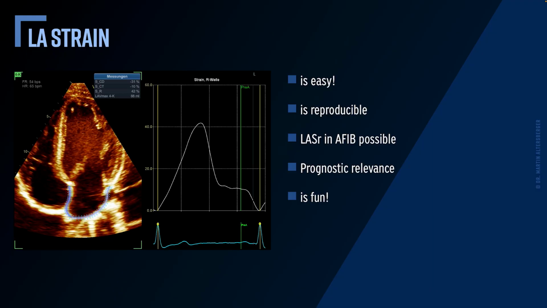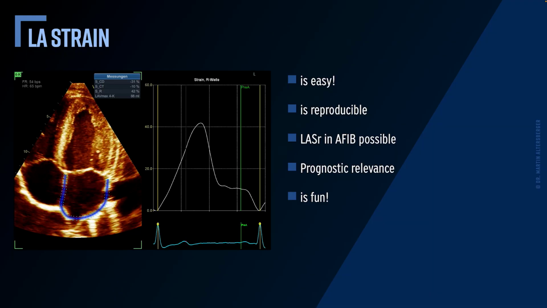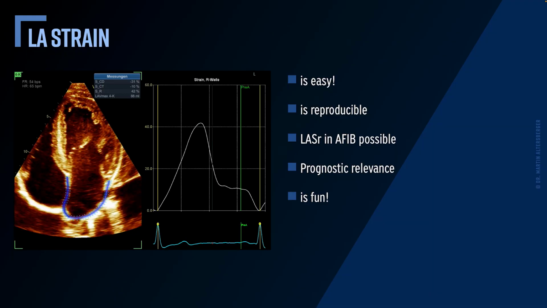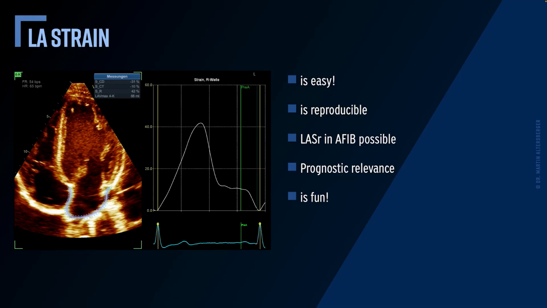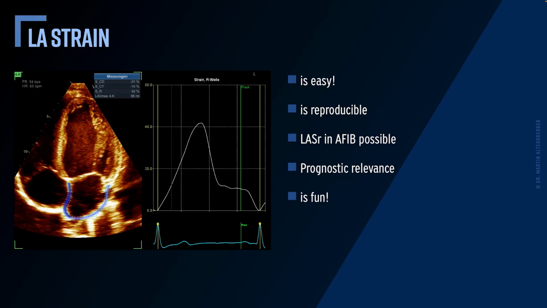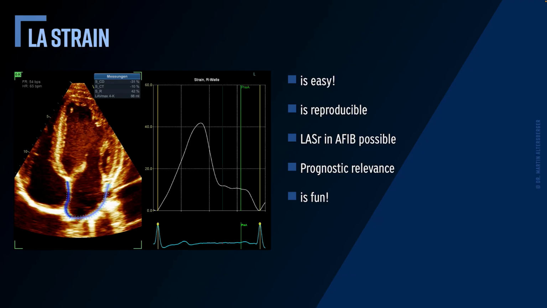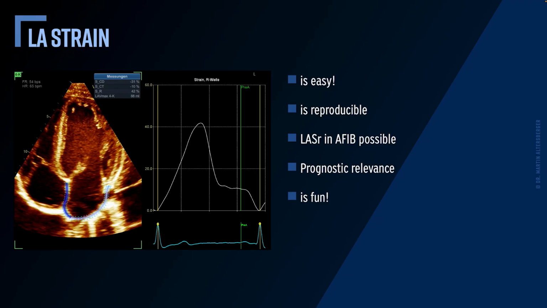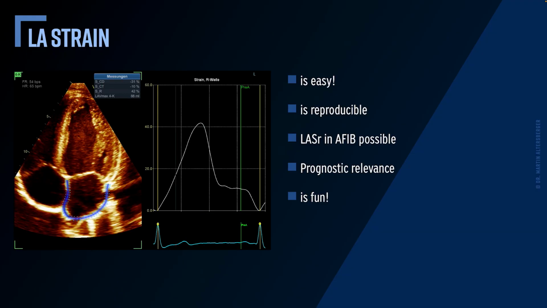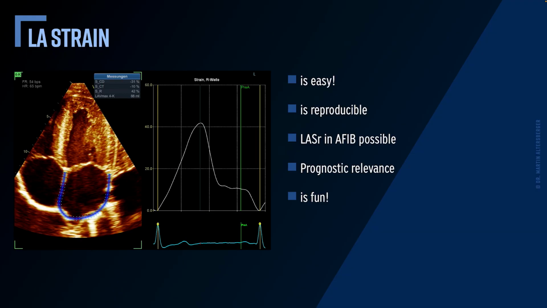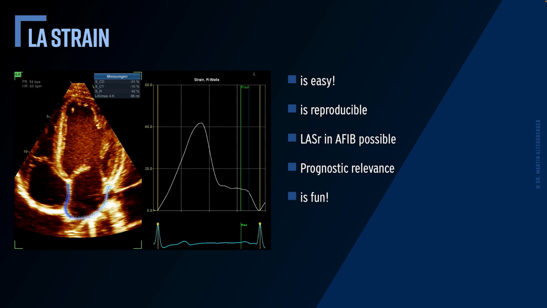You can use it in atrial fibrillation, it has prognostic relevance, and in this case it also shows that the atrium, at least the left atrium in this case, is a bit dilated, but still the contraction, the reservoir phase, the conduit phase, they basically work normally. So this atrium is less likely to already experience significant damage by means of fibrosis, for example. So this is a very fun and easy to use and relevant measurement.